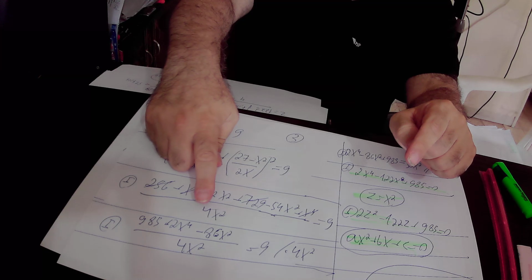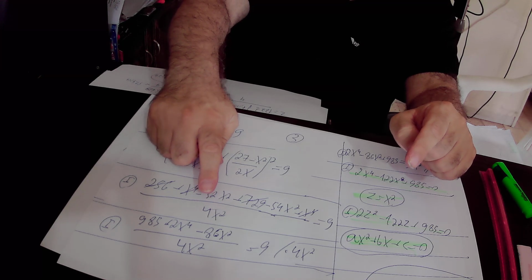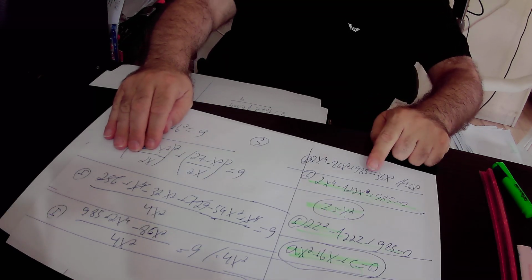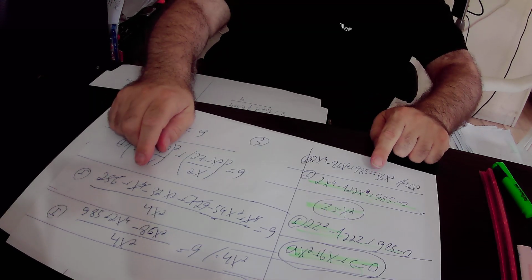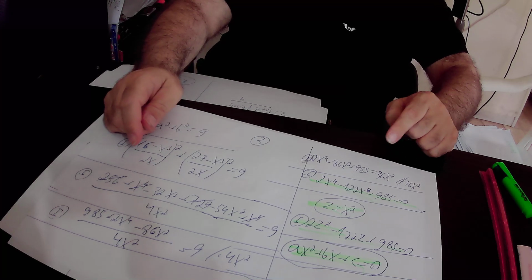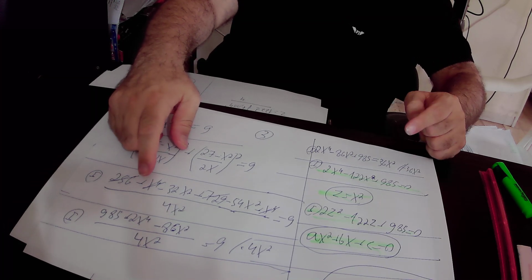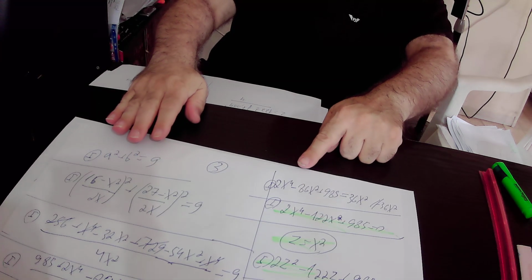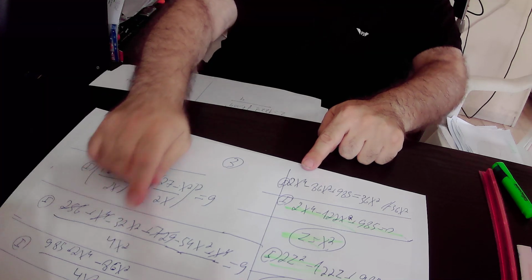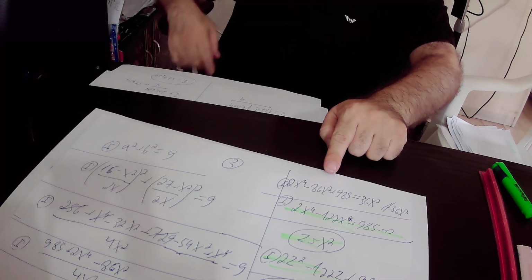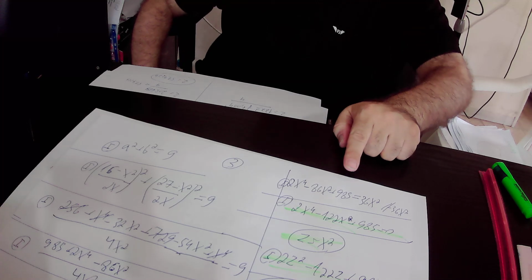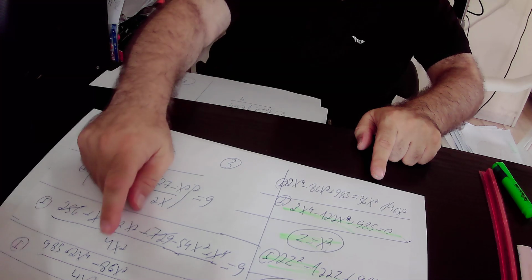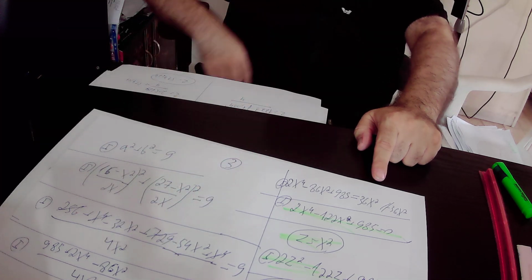Here we multiply this equation number 1 by 4x squared, and we find that 2x to the power of 4 minus 86x squared plus 985 equals 36x squared, because 4x squared times 9 is 36x squared.